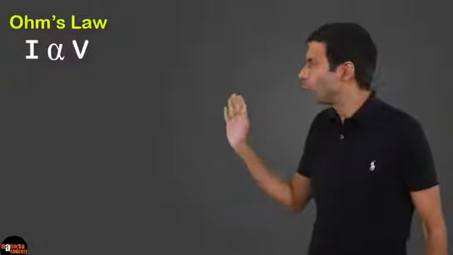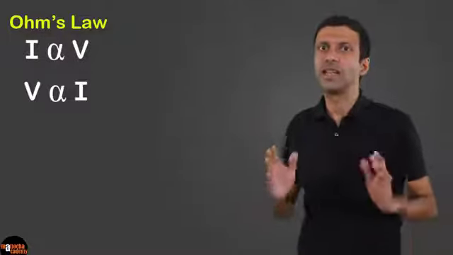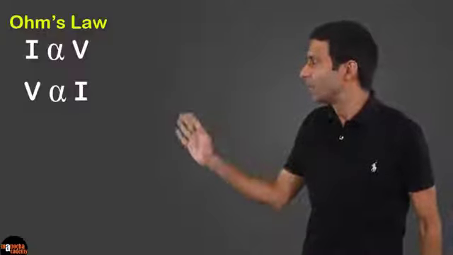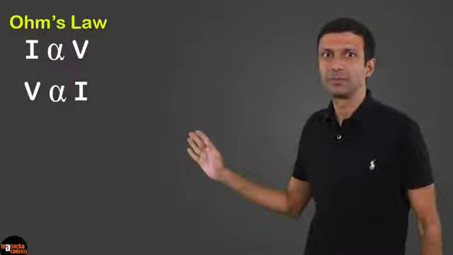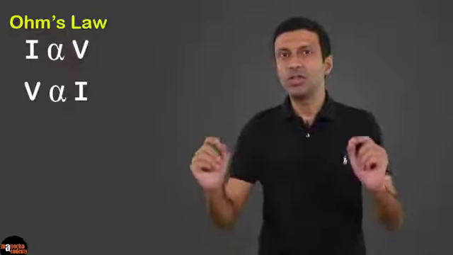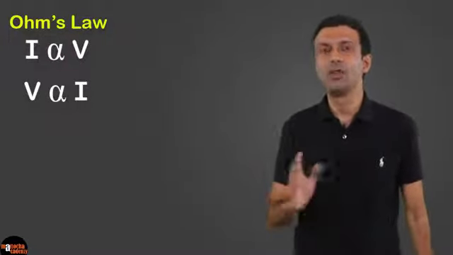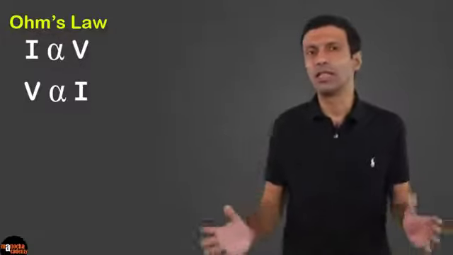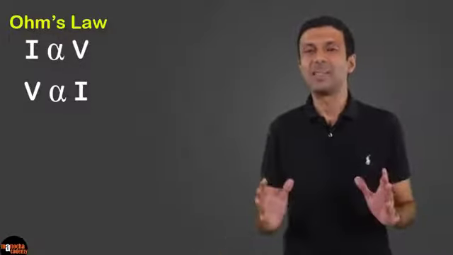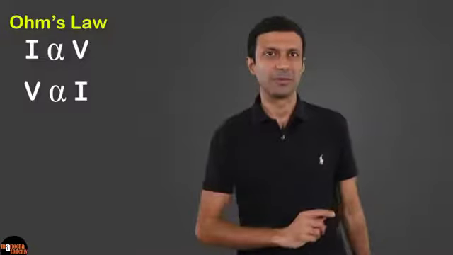Now we can also reverse this relation and write it as V is directly proportional to I. That is, the potential difference across a conductor is directly proportional to the current in the conductor. Now, why can we reverse this relation? Let's take a simple example to understand.